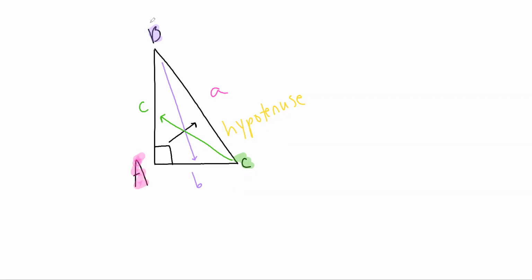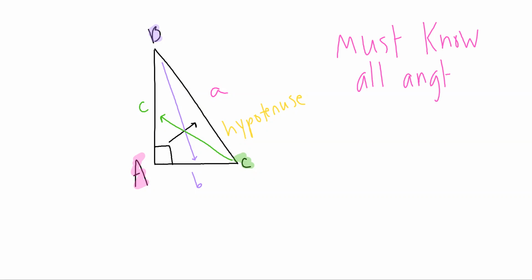I'm running off of coffee, so the side opposite the angle is the corresponding side. When you are solving a right triangle, you must know all angles and side measurements.